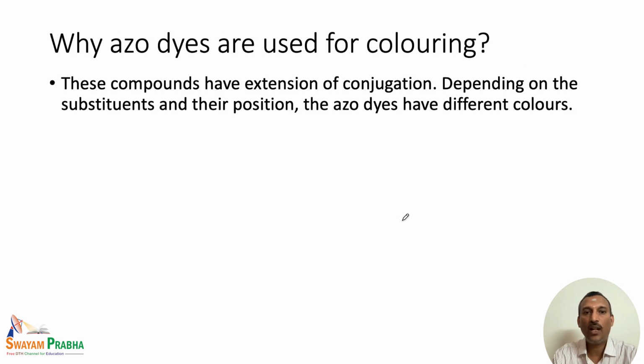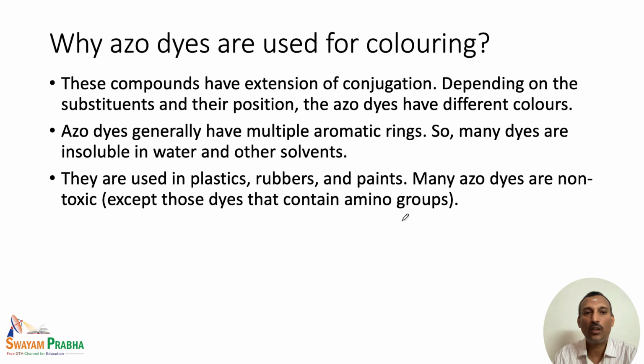And why are azo dyes used for coloring? If you look at these compounds, they have extension of conjugation as we have seen earlier. Depending on the substituents and their position, the azo dyes have different colors, and they have very bright colors. Azo dyes generally have multiple aromatic rings, which means they are also insoluble in water and many other solvents. So they have bright colors and they are insoluble in water and other solvents. These are the two major properties by which dyes are generally used for coloring.